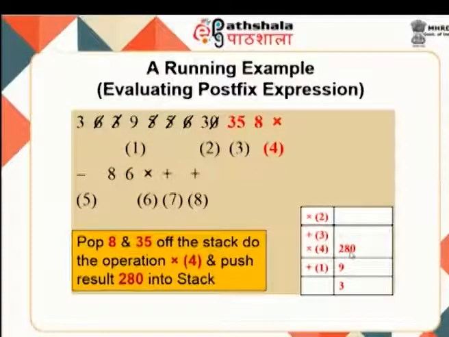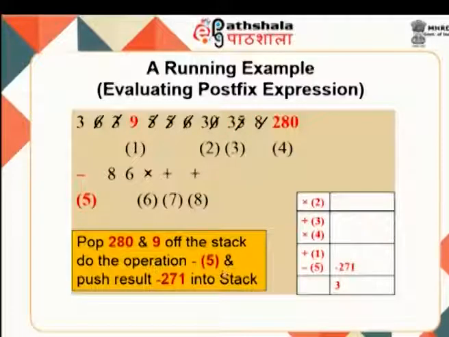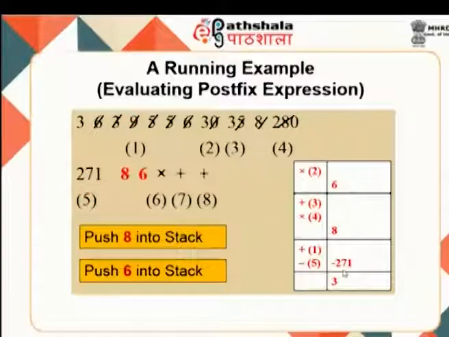Now, what I encounter is again a minus. So, I have to subtract 280 and 9. So, pop the 2 elements, subtract them and put the result here. So, now where am I? I am here. Now, I see an operand, I push it onto the stack. Both together I have just done: 6 and 8, and then I see a multiplication.